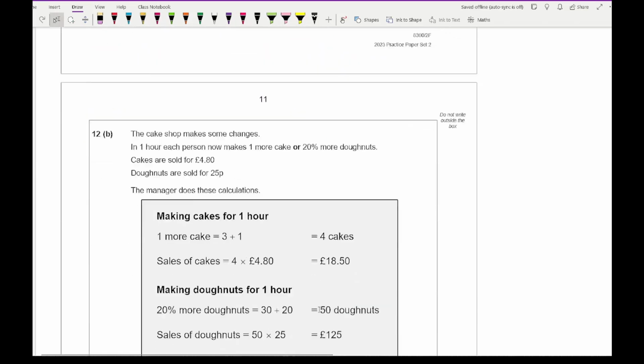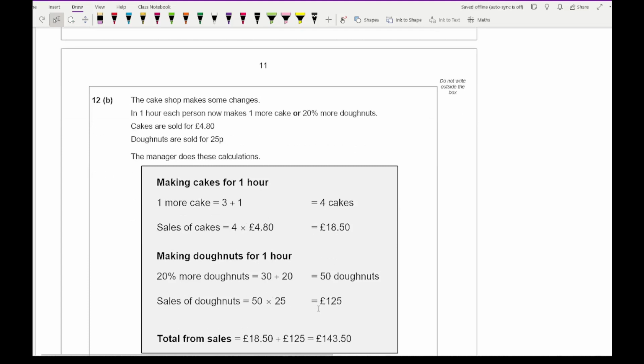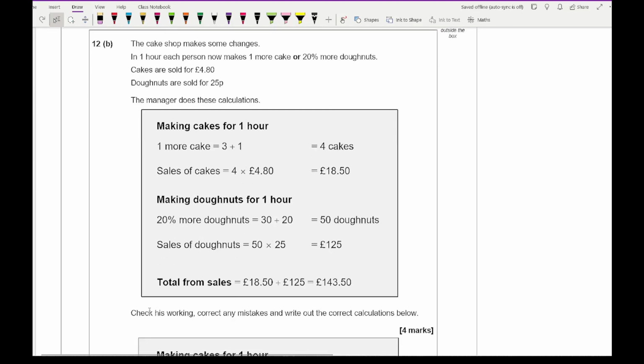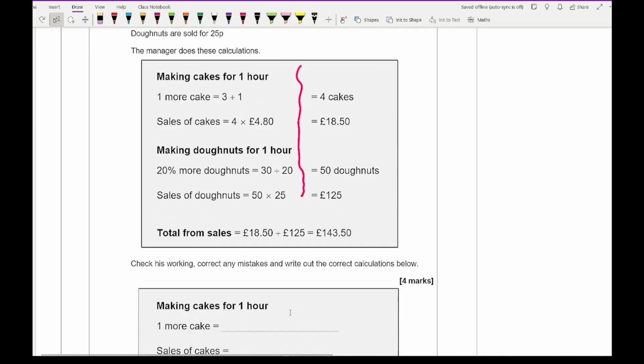Moving on to question 12b, it says the cake shop makes some changes. In 1 hour, each person now makes 1 cake more or 20% more donuts. Cakes are sold for £4.80 and donuts are sold for 25 pence. The manager does some of these calculations, and it says check his working, correct any mistakes and write down the calculations below. So what we need to do is perform the left hand side and just check some of the numbers to see if they are true.